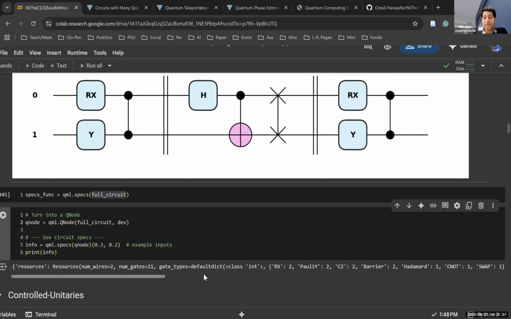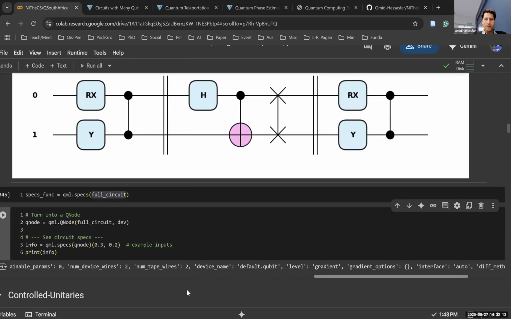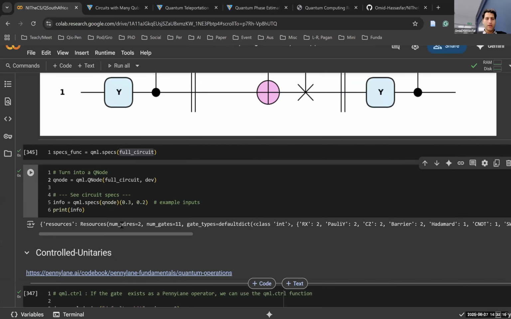Another important aspect of your circuit is depth. That is the number of parallel quantum operations that you can perform, and here it is 9. Again, I think it considers the barrier as a layer. If I'm not mistaken, 1, 2, 3, 5, 6, 7, 8. Yeah. So if you want to get your exact depth, it's better to not use the barrier. Anyway, that's also something interesting and important.